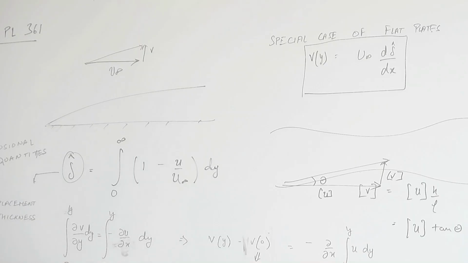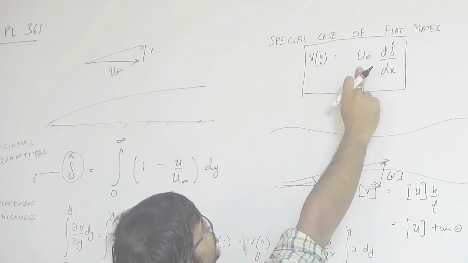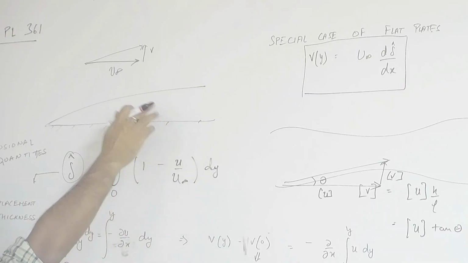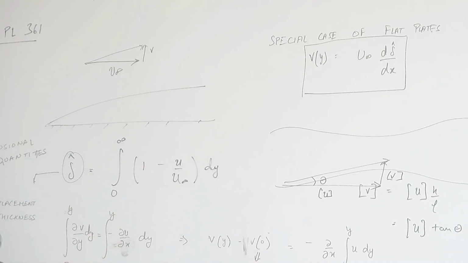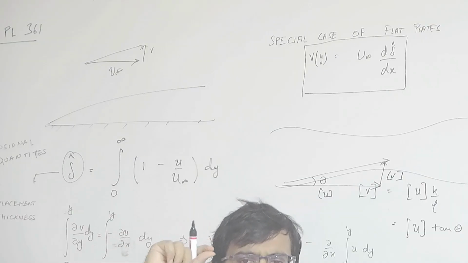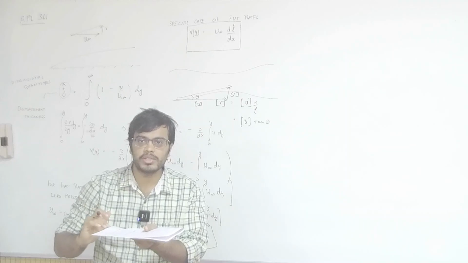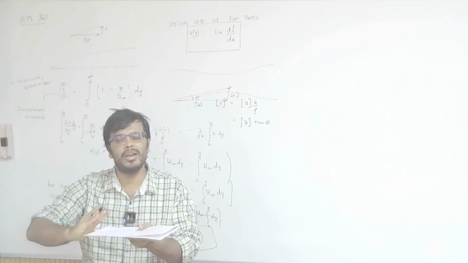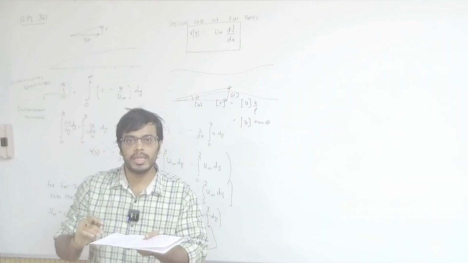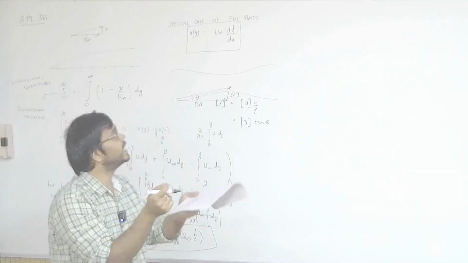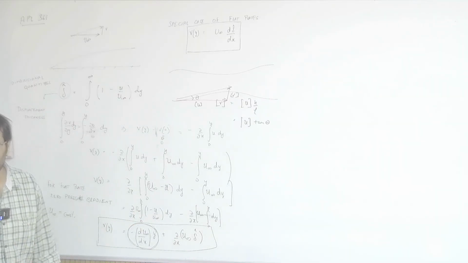In the special case of flat plates, you have a v of y which is u infinity d delta hat over dx. Basically what it is trying to tell you is that even if you have a flat plate, with a flow grazing past this flat plate, you are sitting here, you do not see 0 y velocity, you see some y velocity which is due to the presence of the flat plate. You imagine a flow that is hitting this flat plate and getting curved ever so slightly. The important point here is that that curvature is not d delta over dx, where delta is the boundary layer thickness, it is d delta hat over dx.